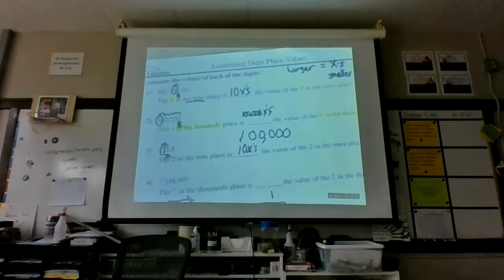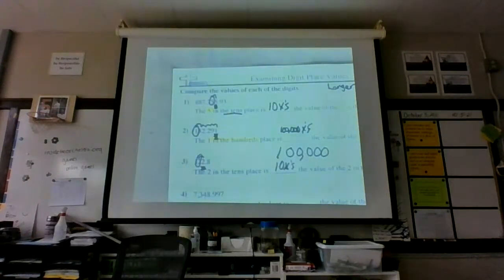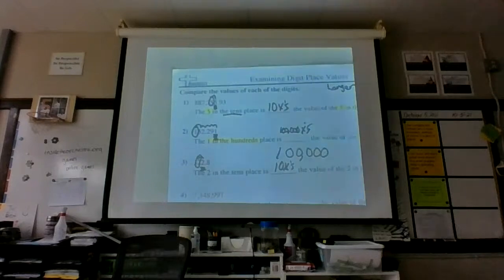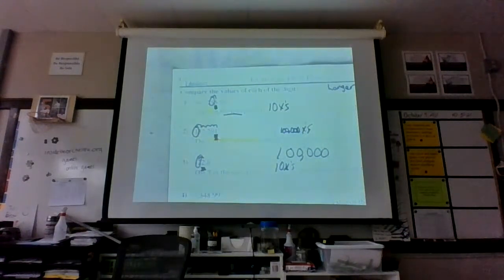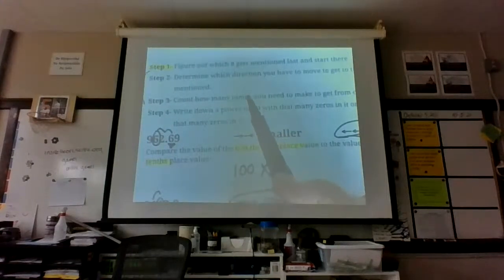So the first problem we did, we had the number 887,755 and 93 hundredths. The number had two 5s in it, and we wanted to compare the 5 in the tens place to the 5 in the ones place. So we have a worksheet that we worked on together in class yesterday, and these are the steps I suggested you follow when you do it.